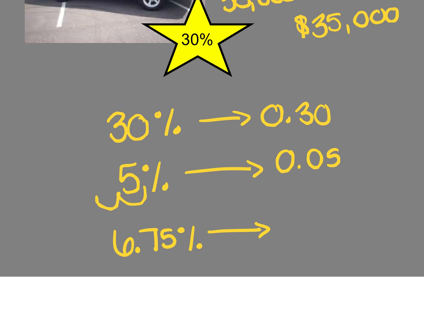People have gotten confused because they're like, well, that one already has the decimal. Well, I would argue these top two already have decimals too. They just weren't written. 30 is the same thing as 30.0. 5 is the same thing as 5.0. So they had decimals, they just weren't written in. So same thing, we've got to move this decimal back 2 places. Our decimal here is going to be 0.0675.